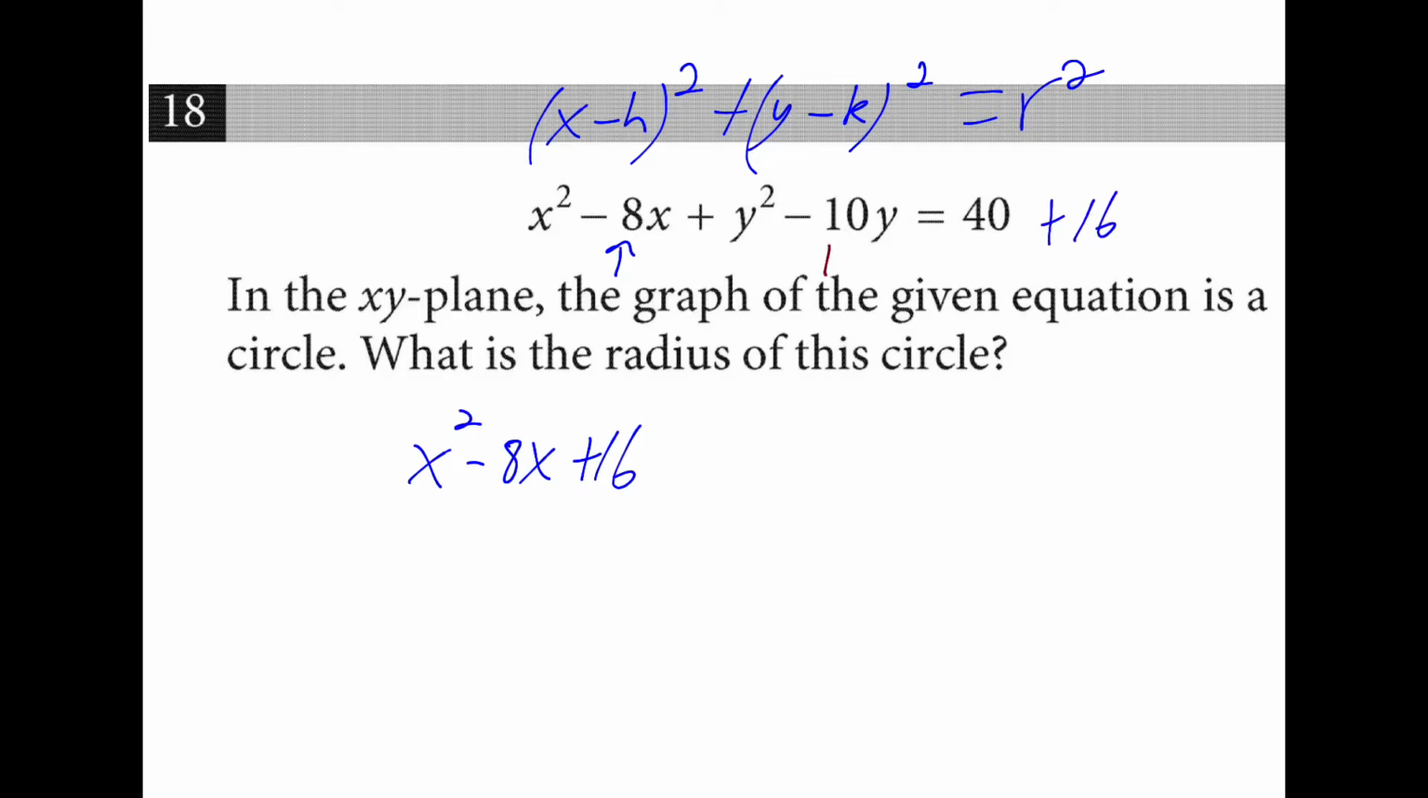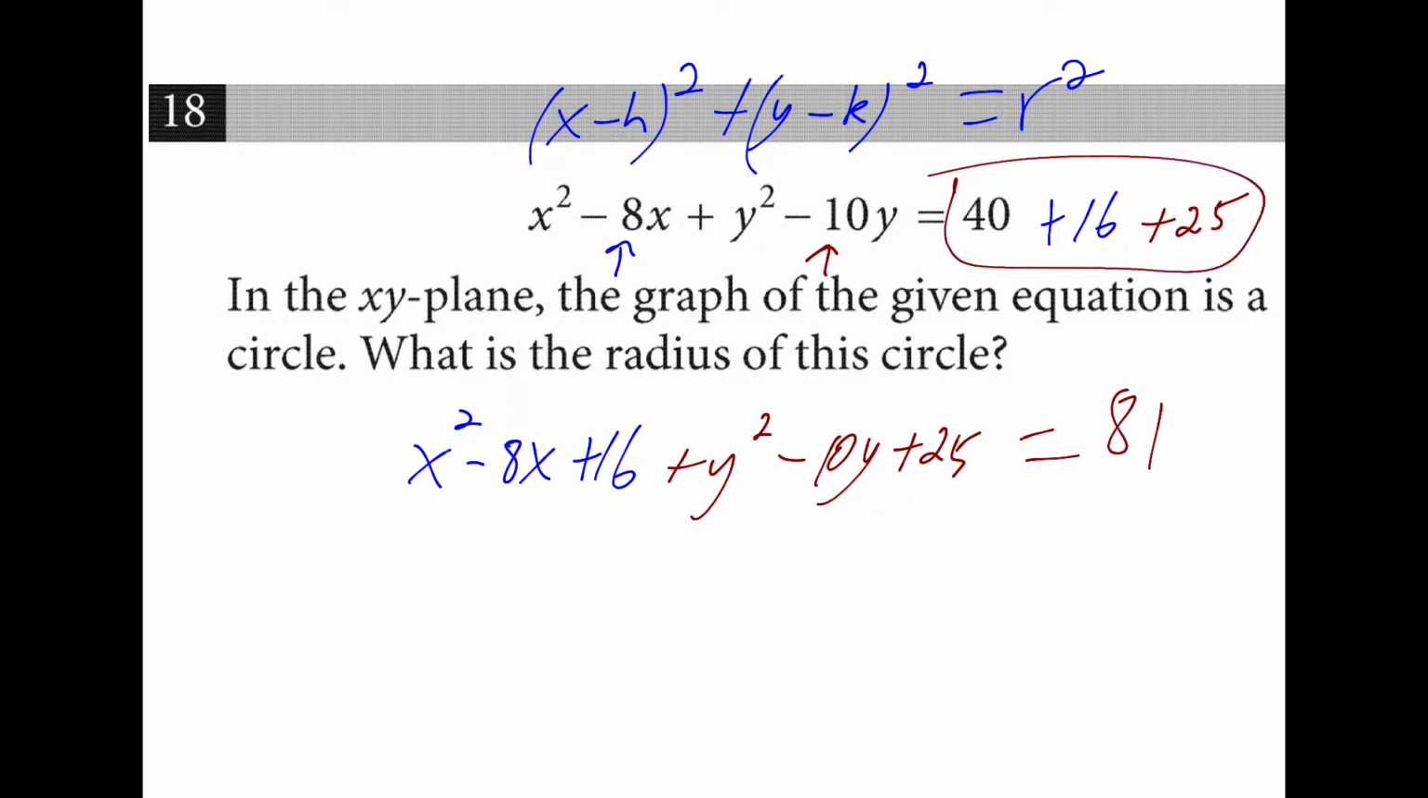And for the y, since I'm looking at negative 10, I'll take half of that, negative 5, and I'll square that, and I'll get plus 25. So I'll add 25 to both sides, and here I have 81 on the right when I add these together.